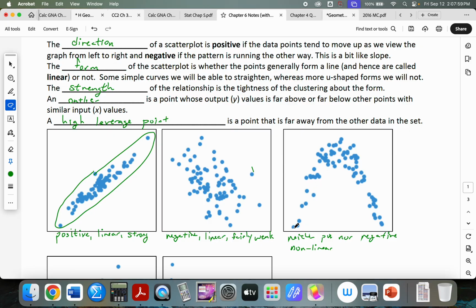But if you kind of superimpose a parabola in there, are they all pretty close to that? Yes. So it tightly fits that form. It's just not a linear form. So it's fairly strong.